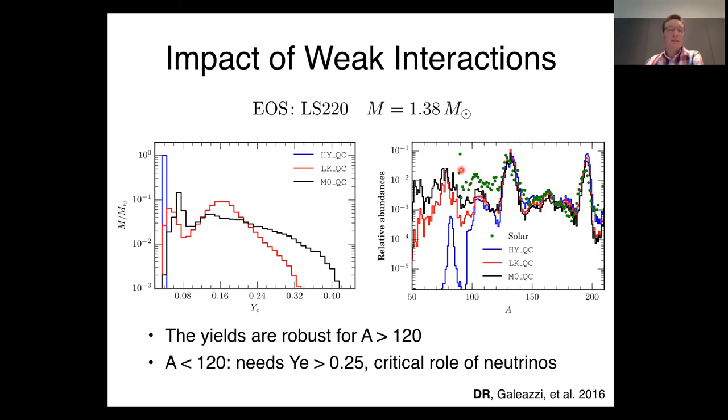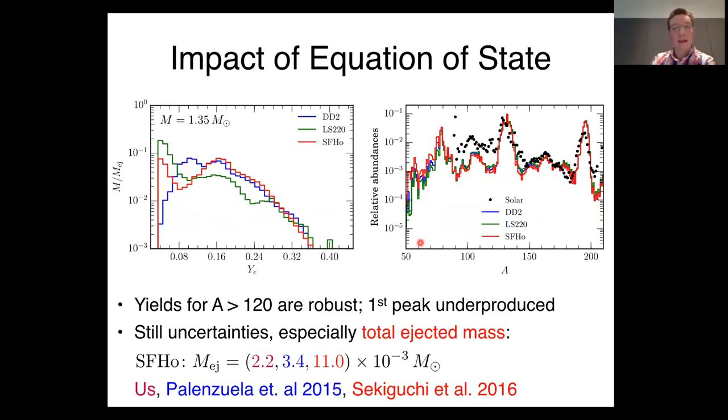So if our results were to hold, this would suggest that you need a contribution from, for example, winds coming out later from the binaries or from core collapse supernovae in order to explain the abundances we see in our solar system today. We also performed a similar study where we looked at the effects of different equations of state.